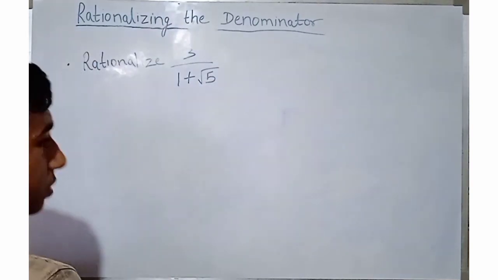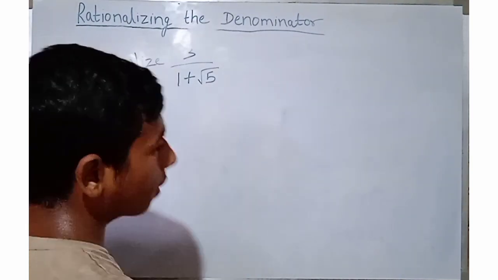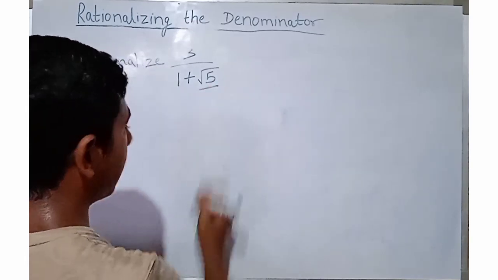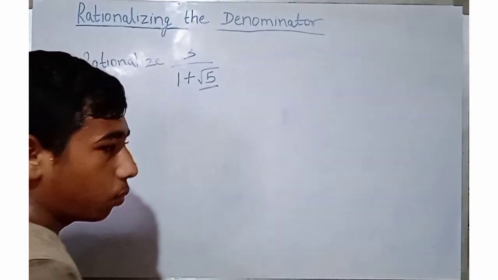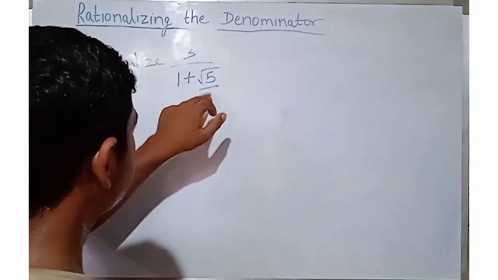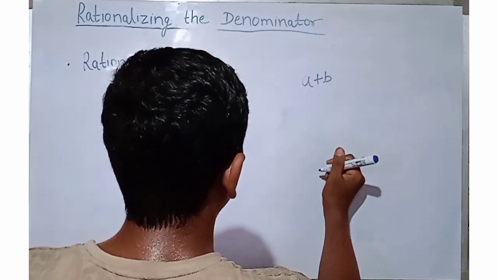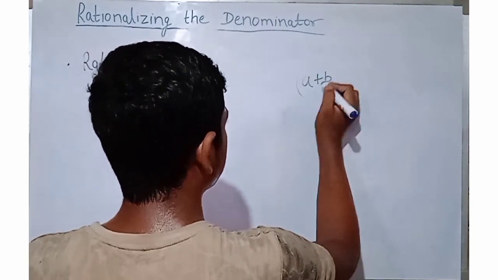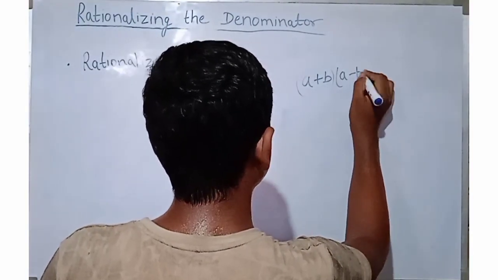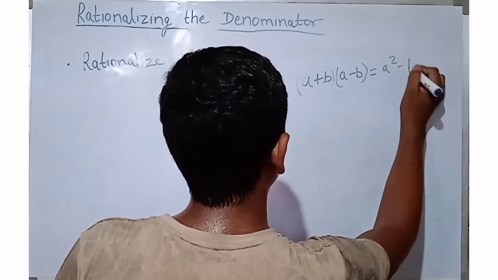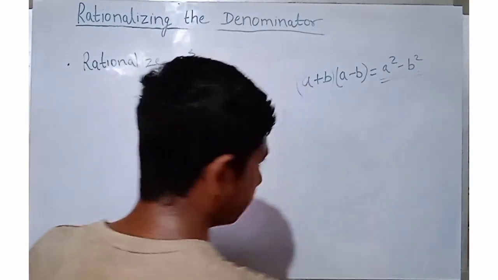Okay, so see here, it is in the form of a plus b, and in this we have to remove the root or radical. So remember the identity through which we can rationalize it. Related to a plus b, there is an identity: a plus b times a minus b equals a square minus b square. So we have to square it, and this identity will help us.